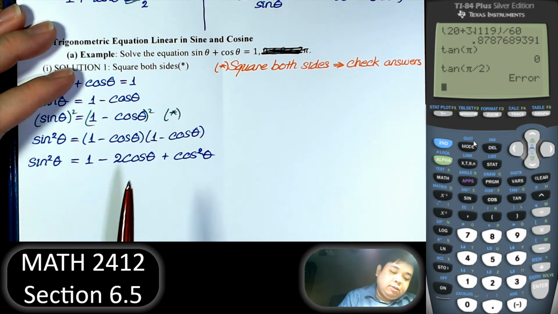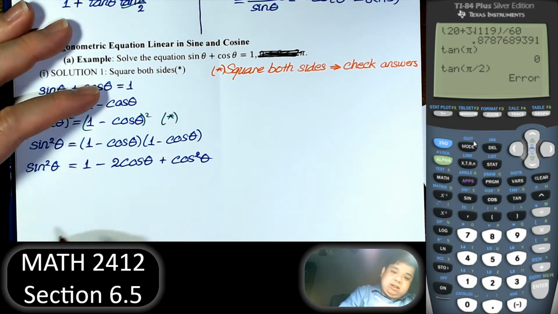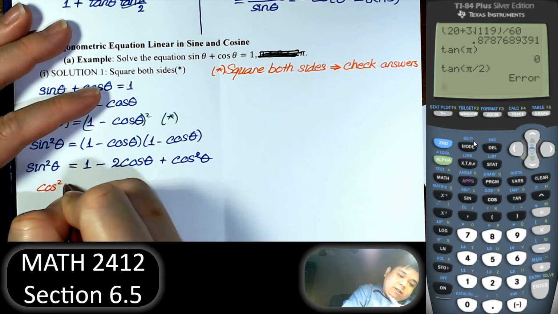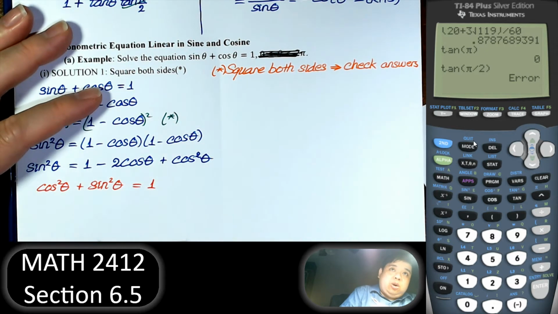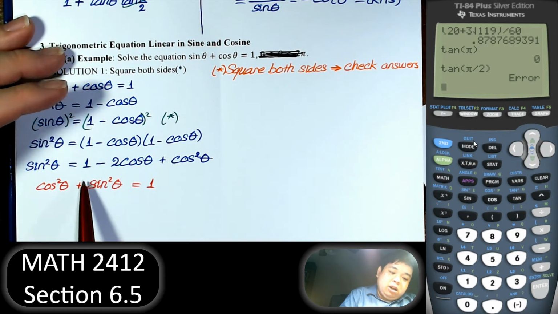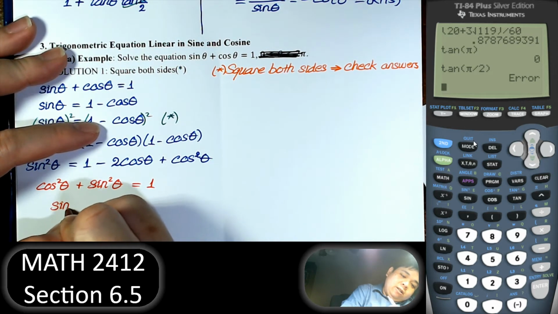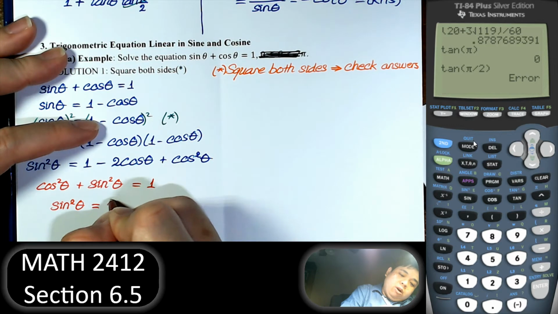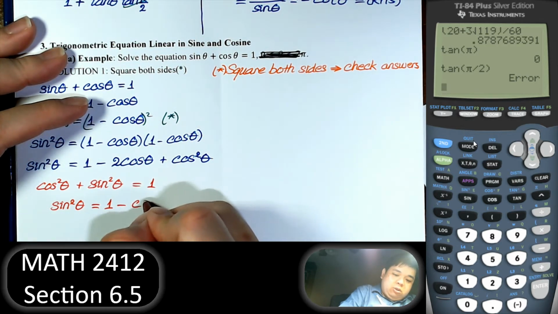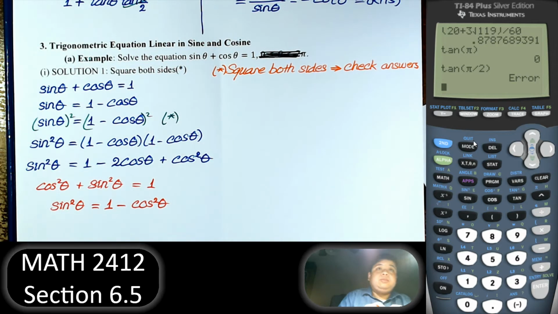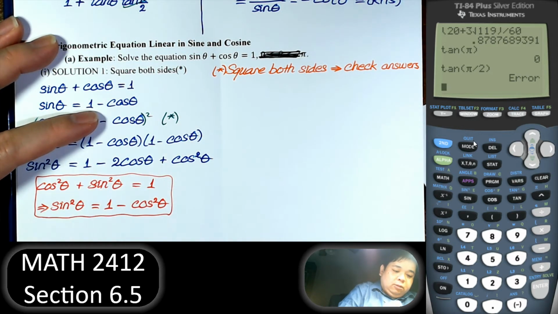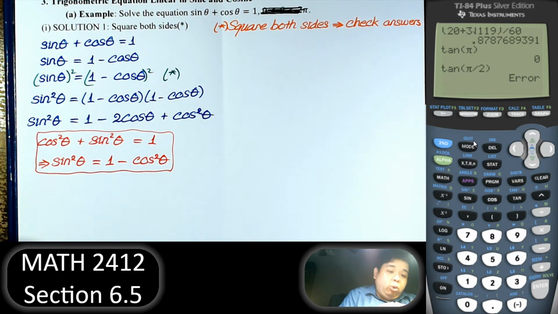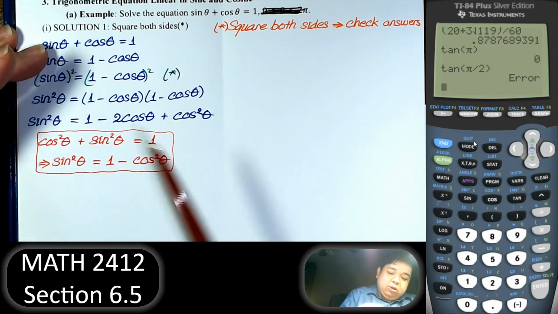So we have cosine square plus sine square is equal to 1. Here we write everything in terms of cosine. So sine square is equal to 1 minus cosine square. Right, and we will substitute this into sine square.